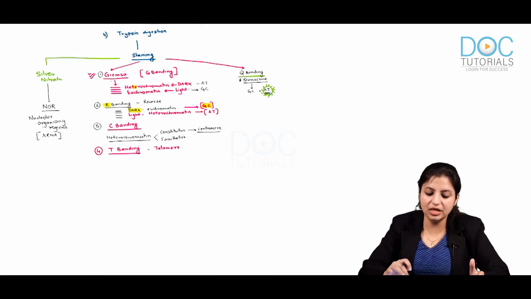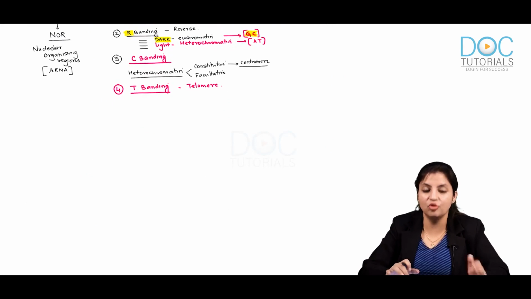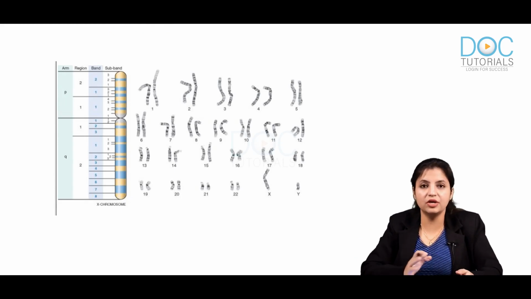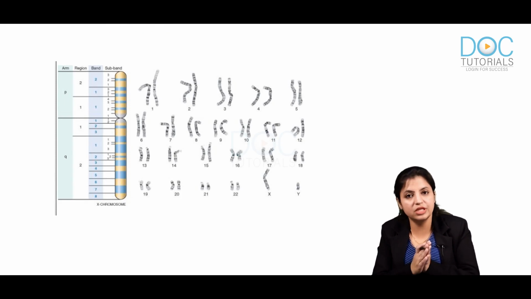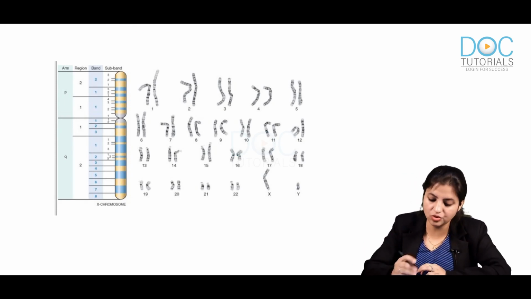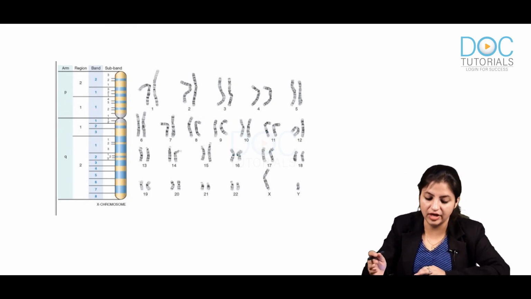Once we are clear, let's learn more facts about it. Let's see the karyotyping now. Can you see this? What are you doing here? Here you are arranging the chromosomes in decreasing order of length.